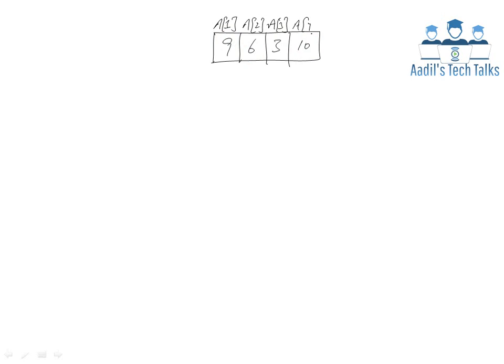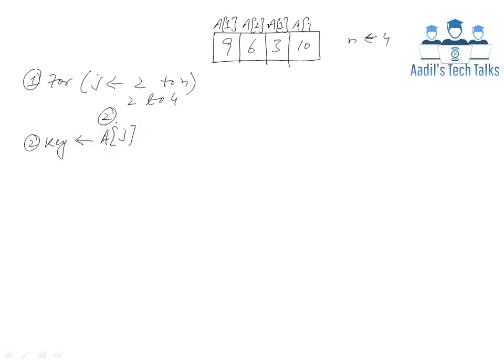The first step is for j gets 2 to n. Here n is 4, so 2 to 4 means the first value of j is 2. Step number 2, key gets A[j]. Now j is 2, so key gets a2. a2 means 6. 6 is stored temporarily in the variable key.